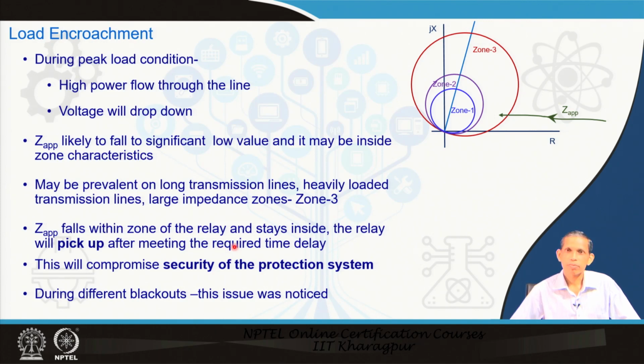Now, such a pickup during loading condition is not a fault condition, so it is a violation of the security of the system. We have already defined what is security of protection and dependability. Security means when there is no fault, the relay should not operate. When there is no fault in the assigned line for which the relay is taking care, if the relay trips, that becomes a malfunction, that is a security issue. Such load encroachment problem has been observed in many blackouts across the globe.